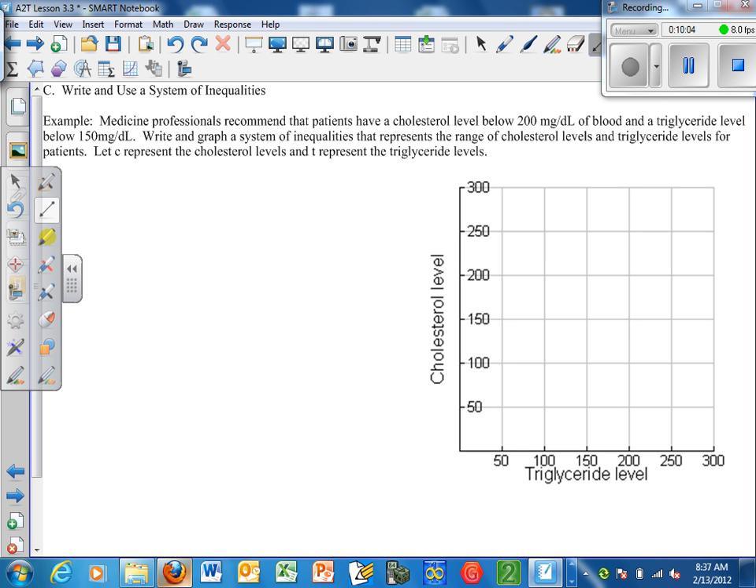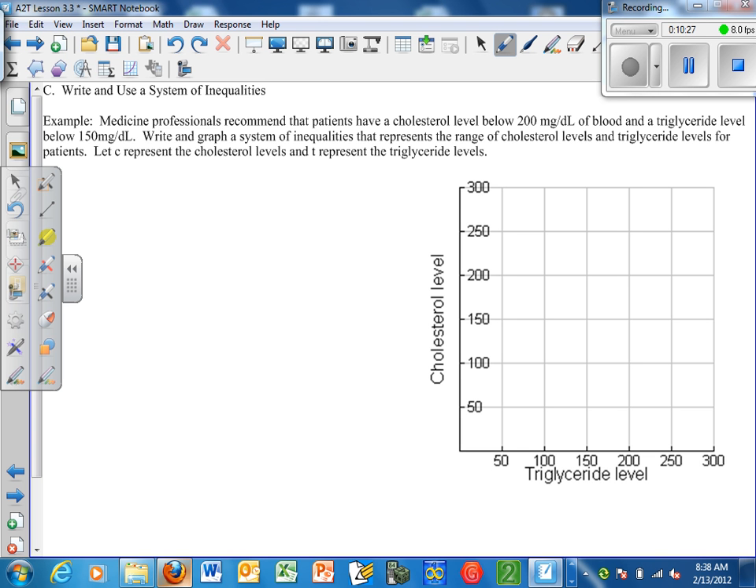Let C be cholesterol, T represent triglyceride. Notice triglyceride is on the x-axis there, cholesterol on the y-axis. Now we only have the first quadrant here because we can't have negative levels here. Okay, so really that's why we're just graphing in the first quadrant, another real life situation or model here.